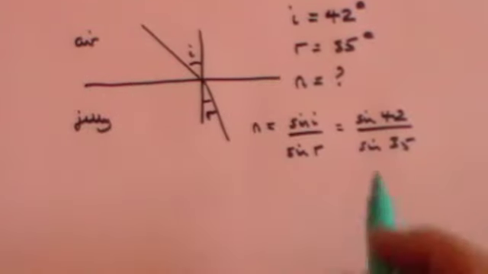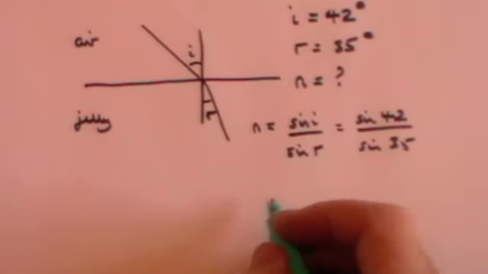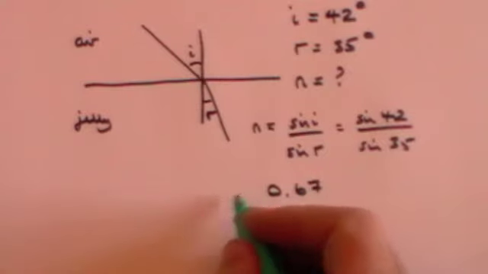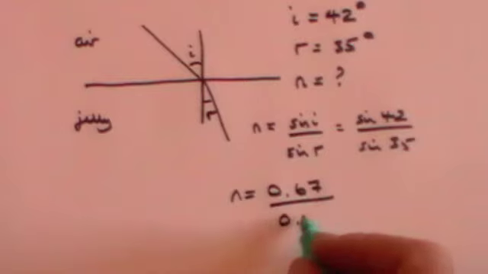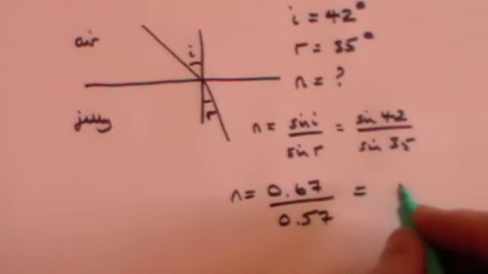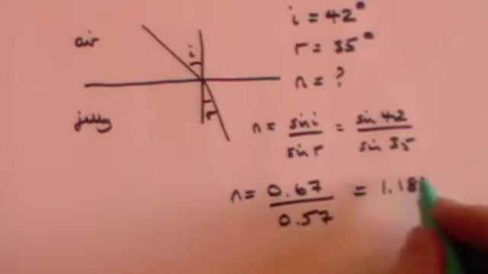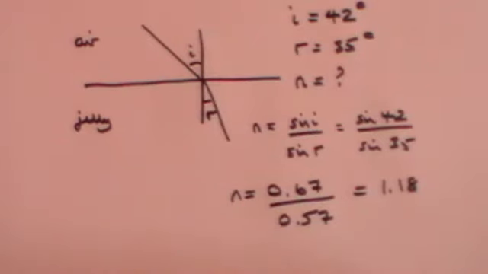The sine of 42 is 0.67. So n will equal 0.67 divided by the sine of 35, which is 0.57, and that is 1.18. So the refractive index of jelly is 1.18.